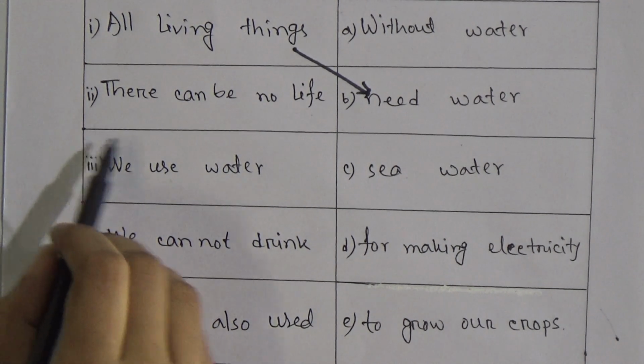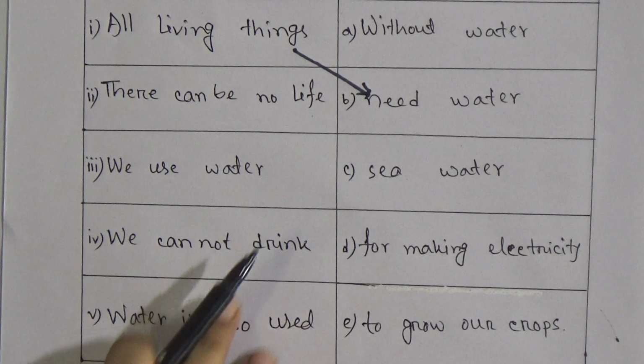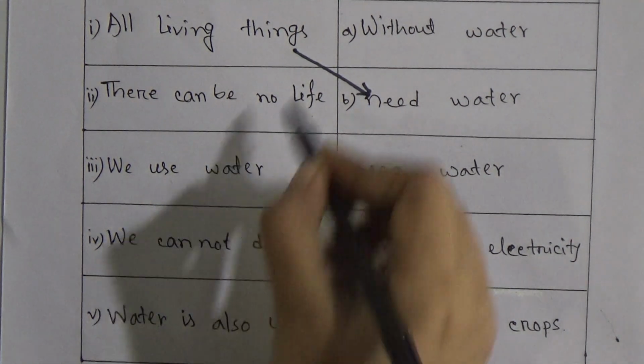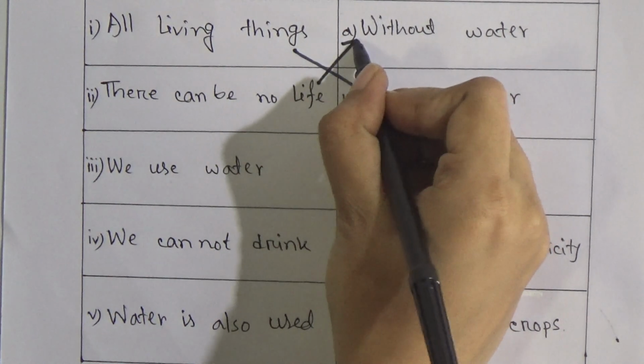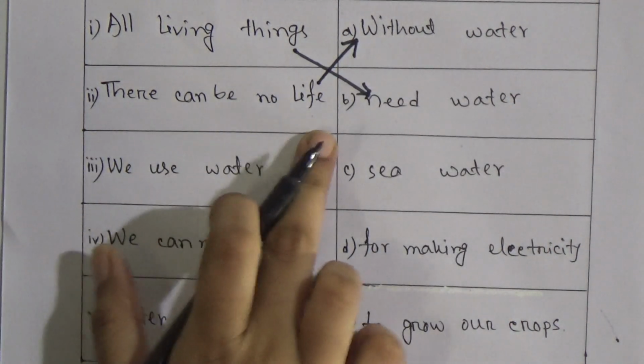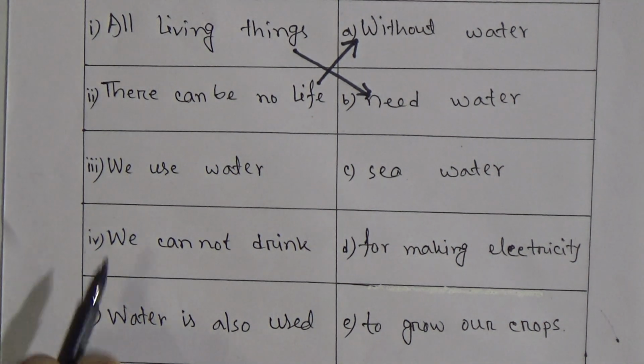Number 2, there can be no life. Actually, what do we need to be alive? The important thing is water. So we will match with without water. That means there can be no life without water. That means without water we cannot live.